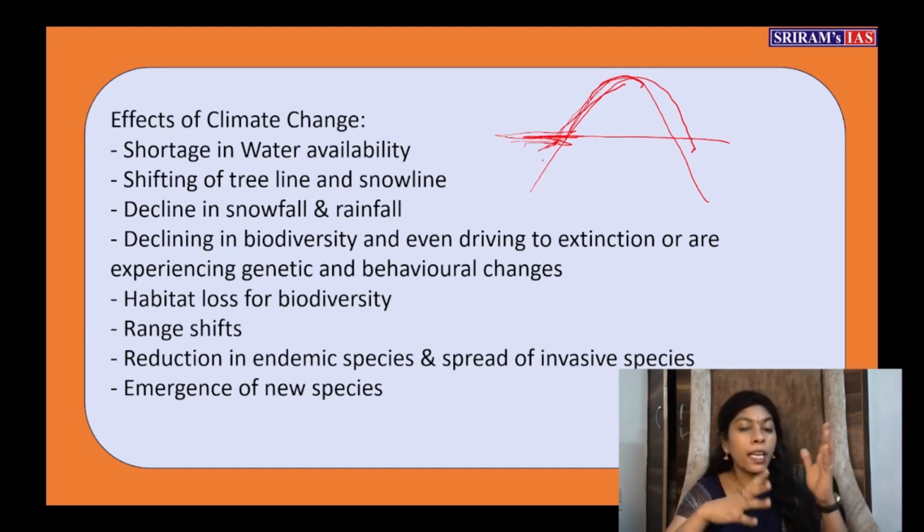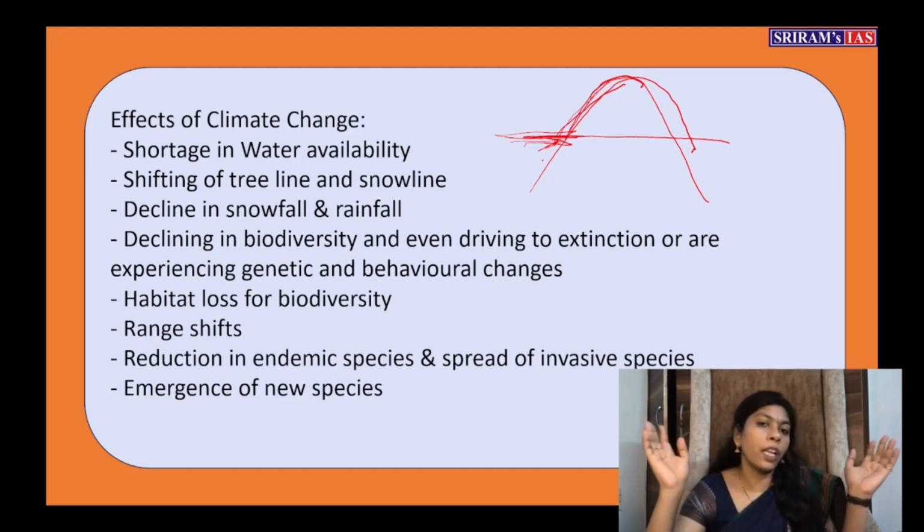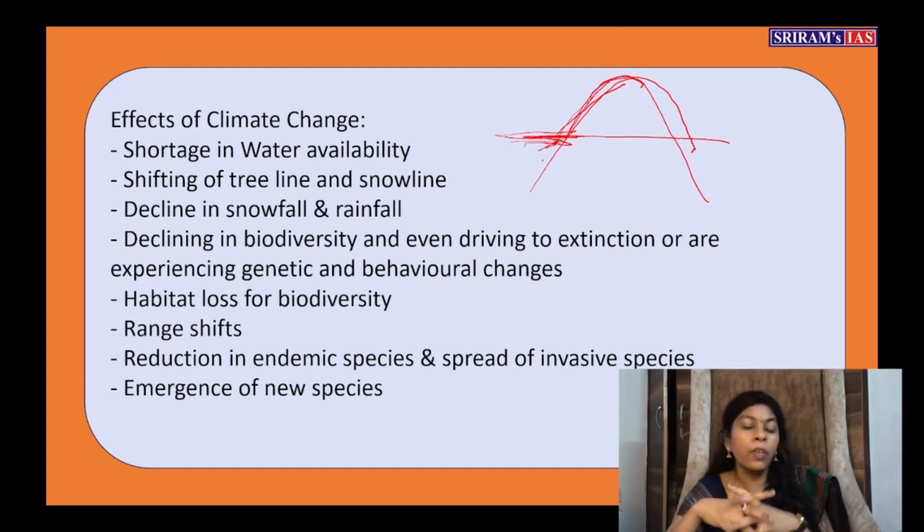Invasive species are very much adaptable to the environment. Whatever kind of environment it might be, they will be able to survive and spread enormously. So that's another major problem or impact of climate change. Even new species are appearing in a particular area. Instead of the original species which belong there, new species are occupying the area, and this is totally affecting the biodiversity of the area itself.